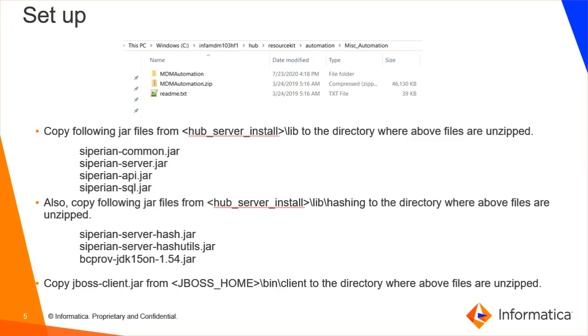This can be extracted on any of the servers which will have the connectivity to the MDM application server and the LDAP. Once the zip file is extracted, copy the required jar files, like the Cyprian jar files and the Cyprian hash jar files, from the MDM hub server installation directory to the extracted directory. If the application server is JBoss, then copy the JBoss client jar also to the extracted directory.